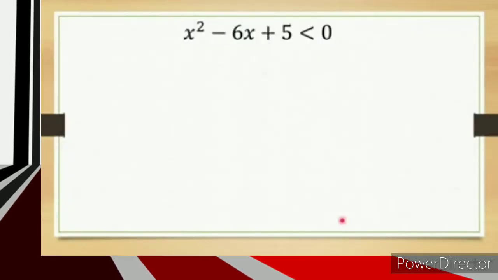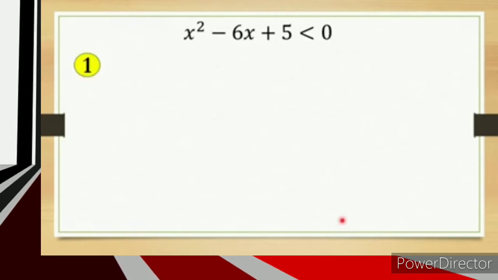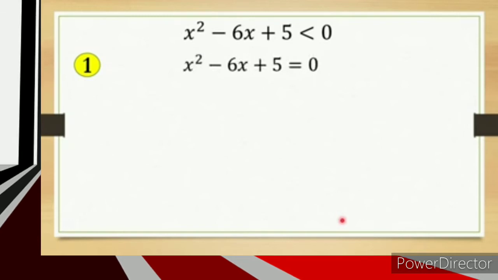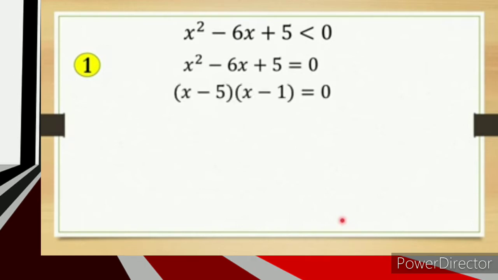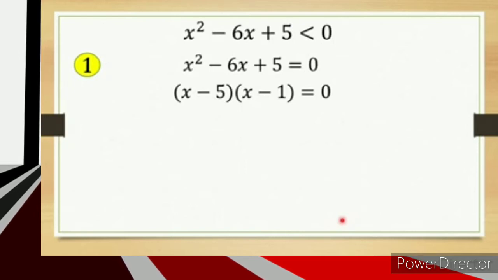For example, x squared minus 6x plus 5 is less than 0. To solve this, we will change the given x squared minus 6x plus 5 is less than 0 to x squared minus 6x plus 5 equals 0. Solve the equation by factoring. So we have (x minus 5)(x minus 1) equals 0. Then apply the zero product property. So the value of x equals 5 and x equals 1.